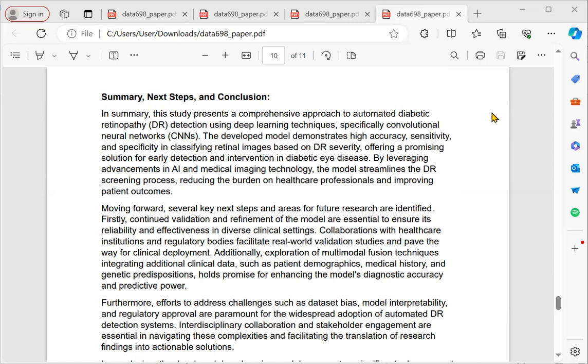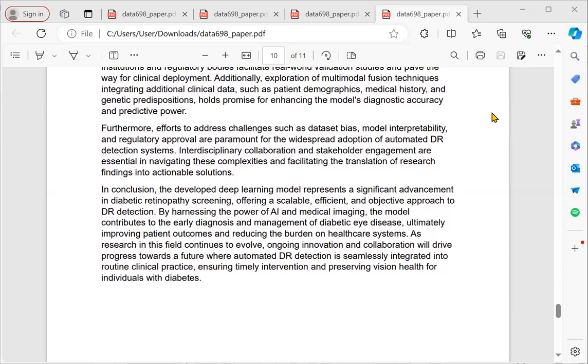Furthermore, efforts to address challenges such as dataset bias, model interpretability, and regulatory approval are paramount for the widespread adoption of automated DR detection systems. In conclusion, the developed deep learning model represents a significant advancement in diabetic retinopathy screening, offering a scalable, efficient, and adaptive approach to DR detection. By harnessing the power of AI in medical imaging, the model contributes to early diagnosis and management of diabetic eye disease, ultimately improving patient outcomes and reducing the burden on the healthcare system.